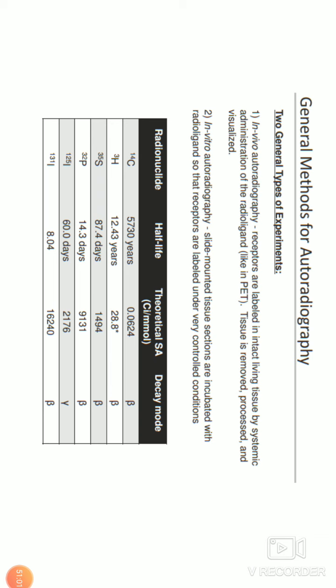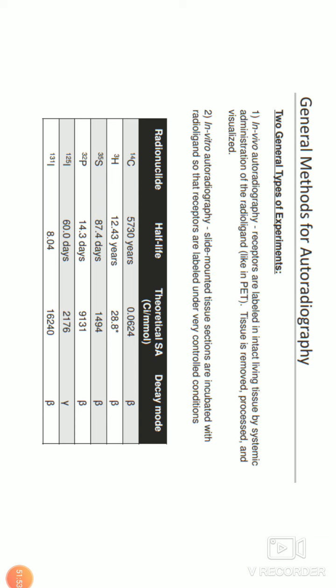In vivo autoradiography is where receptors are labeled in intact living cells by systemic administration of a radioligand, like in your PET scan, positron emission tomography, where you have some radioactive sample which you will be ingesting, inhaling or is given intravenously, and those get accumulated where you have, for example, cancerous tissue. They get accumulated, and they are imaged and then identified. In the case of lab animals, you give the tracer radioactive elements, and these get concentrated in specific tissues where there is a lot of growth, and the tissue is removed, processed and visualized.